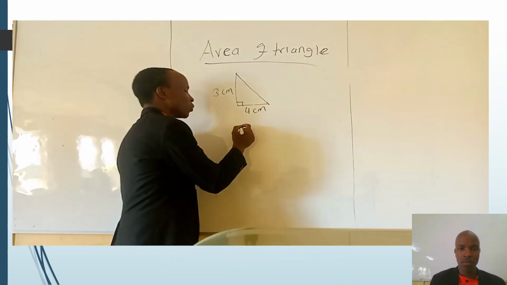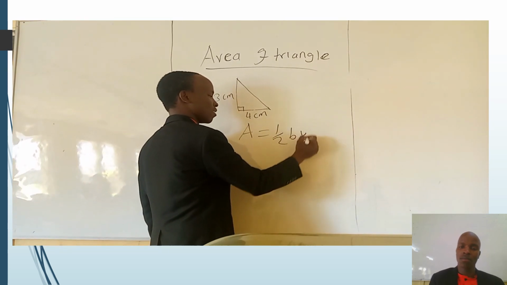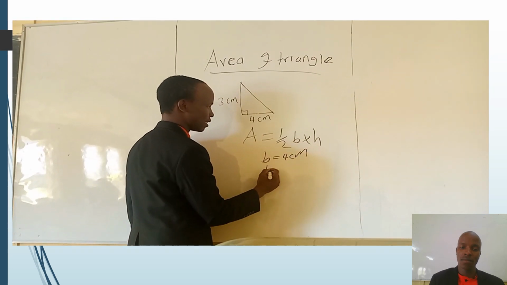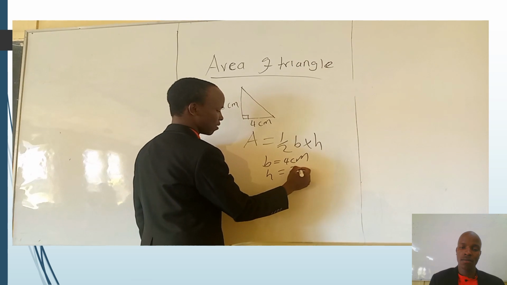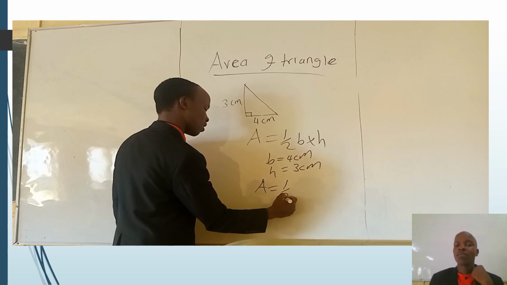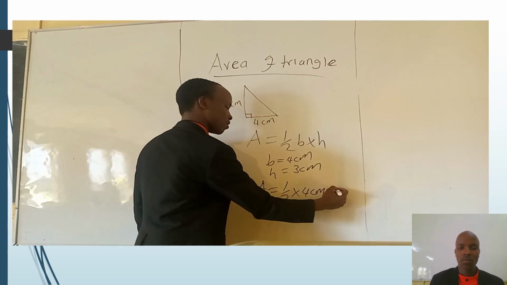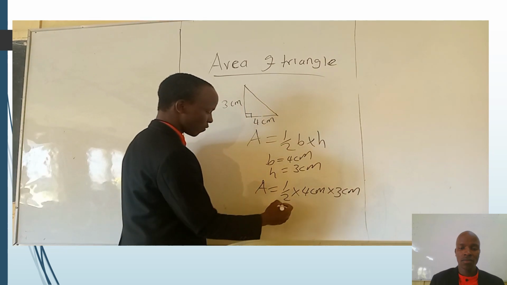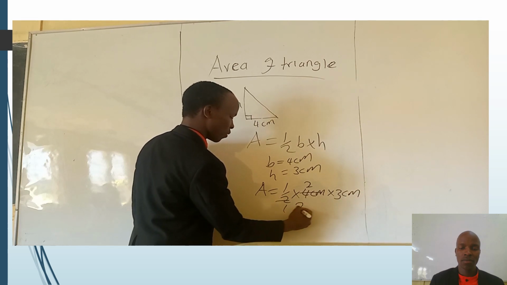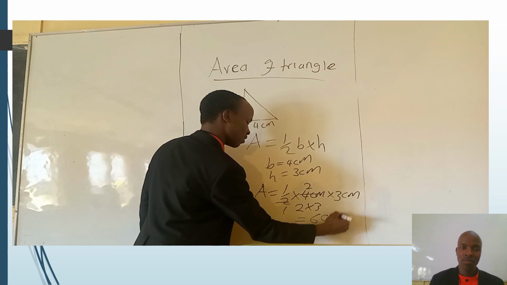The area of a triangle is given by a half base times height. Our base is 4 centimeters and our height is 3 centimeters. So if you substitute the values in the formula, we get half times 4 centimeters times 3 centimeters. When you divide 4 by 2, you get 2. When you multiply 2 times 3, that is 6 centimeters squared.